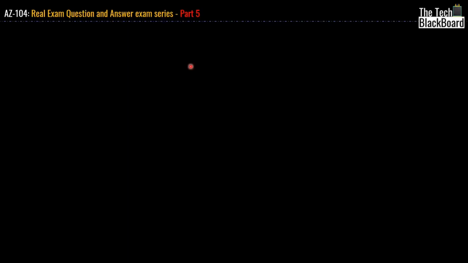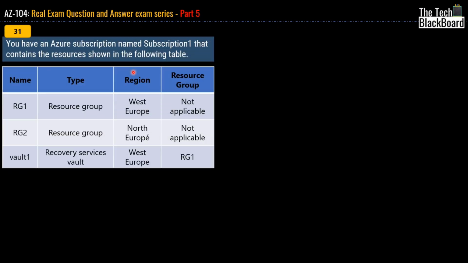So let's begin our part 5 with a very interesting question 31. The question says that you have an Azure subscription named Subscription1 that contains the resources shown in the following table. Here you can see we have the name of the resource, the type of the resource, the region, and the resource group. What we have is one resource group called RG1, another resource group RG2, and then Vault1, which is a recovery services vault.